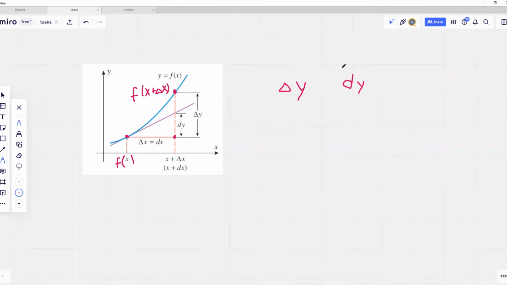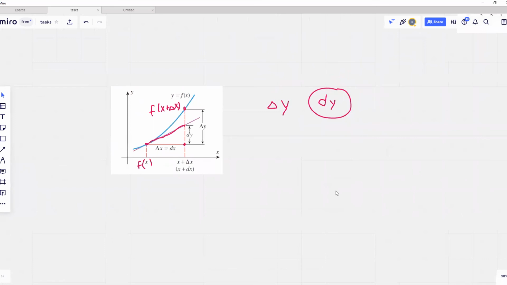While dy represents a change in y when we travel distance dx, if we set dx equal to delta x, when we travel distance dx in the x direction along the tangent line. So dy is this change in values of y when we travel along the tangent line.